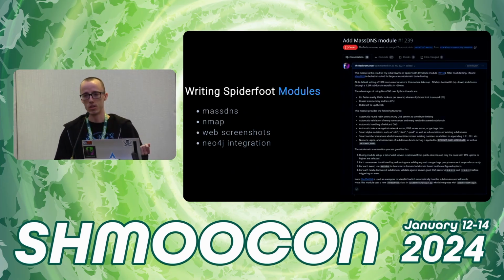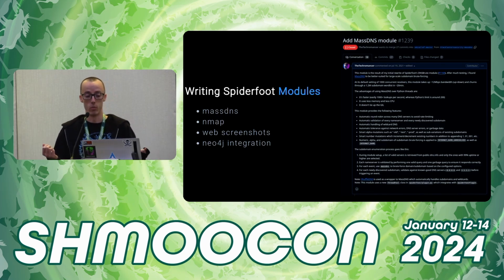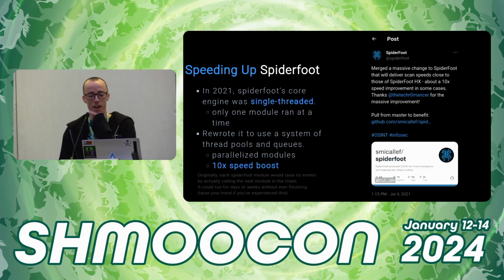Okay, so I started by writing some modules. I wrote a mass DNS module that had some cool mutations, where it would have customer-specific mutations that it would try, and it worked really well. I had an Nmap module, web screenshot, so I started to write these modules, started to integrate it with Neo4j. I was having a pretty good time. I was even able to speed up Spiderfoot by quite a bit.